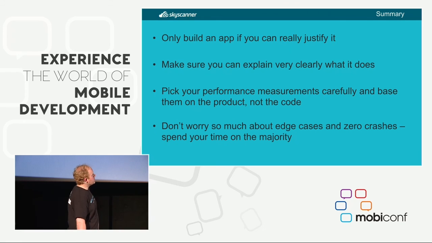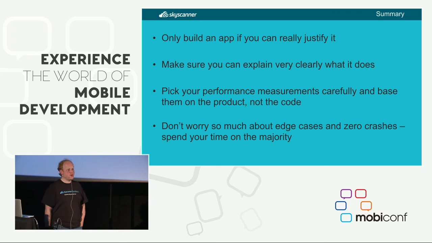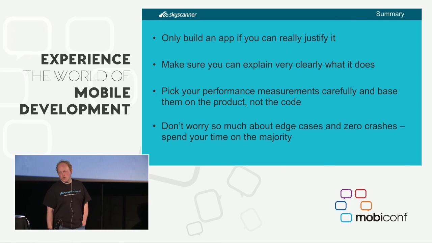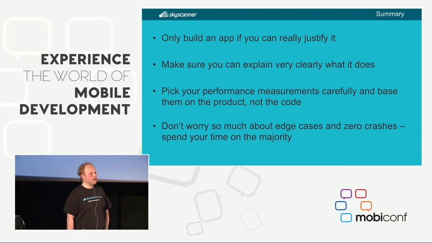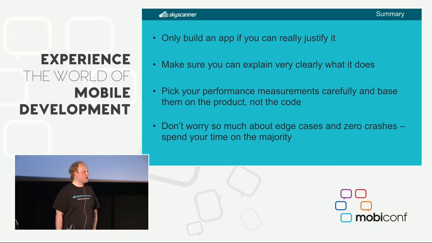Pick your performance measurements very carefully, base them on the product and not on the technicalities of the code. Work your way back from what the app actually does and that people understand what it's going to do before you pick number measurements. And don't worry about edge cases and things like zero crashes. Spend your time on the majority and the growth of your app, and not the 18,000 Android combinations that might have problems at one end of the day.